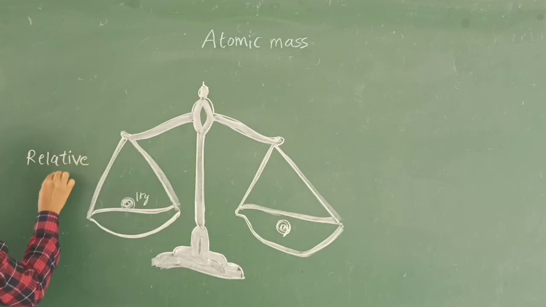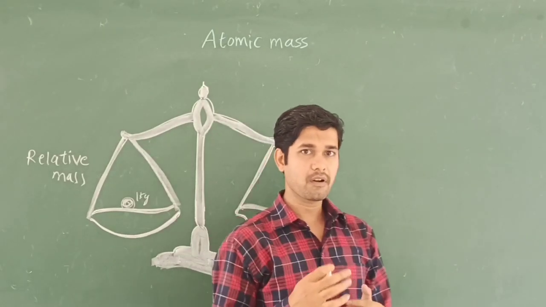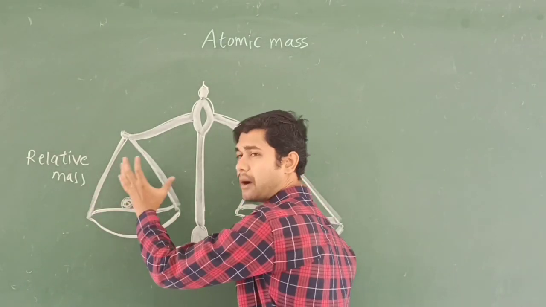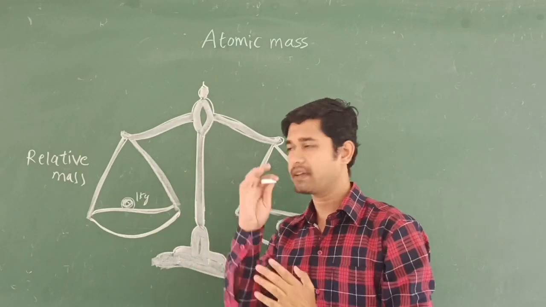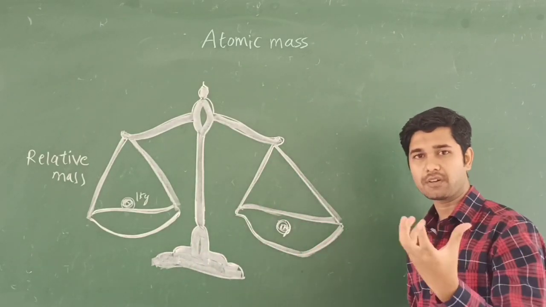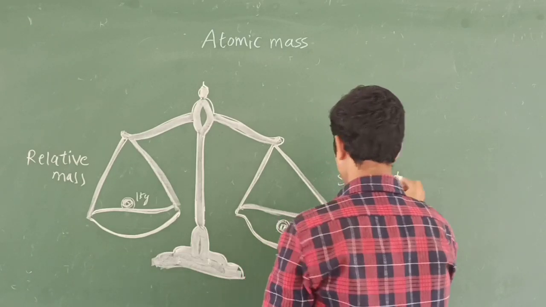I am going to call this relative mass. Why? Because the word relative means I am comparing the fruits to 1 kg. The 1 kg stone is called a standard unit.